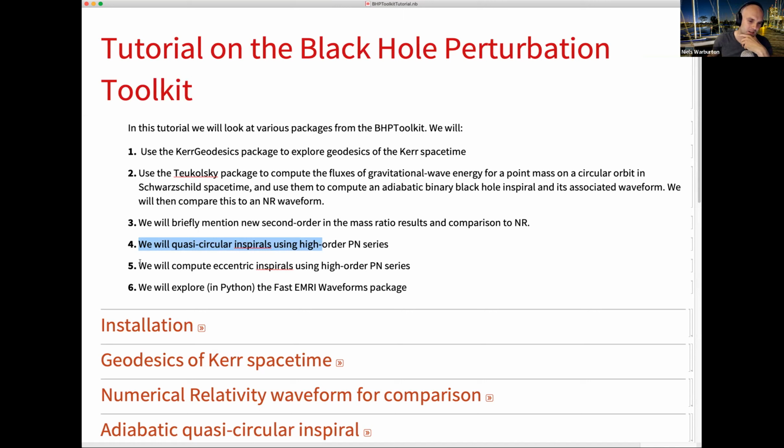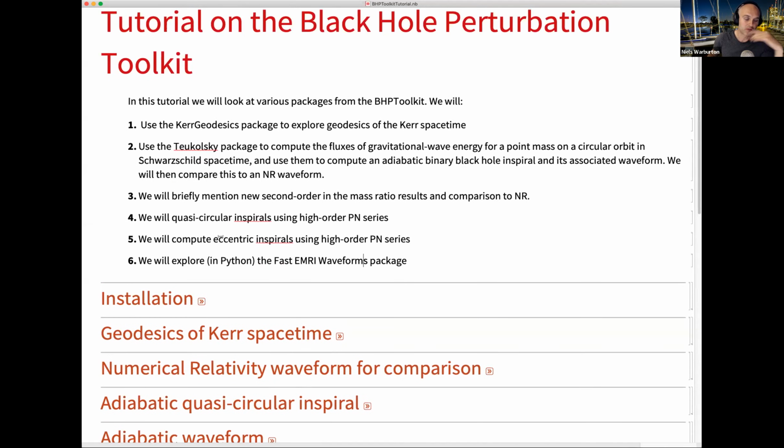Depending on how time's going, this is a little bit more involved. We'll also do an inspiral for eccentric orbits, but if there is enough time, then I'll try and press on to the Fast EMRI Waveforms. That's a very useful, very practical package for computing EMRI waveforms for eccentric or even generic orbits.